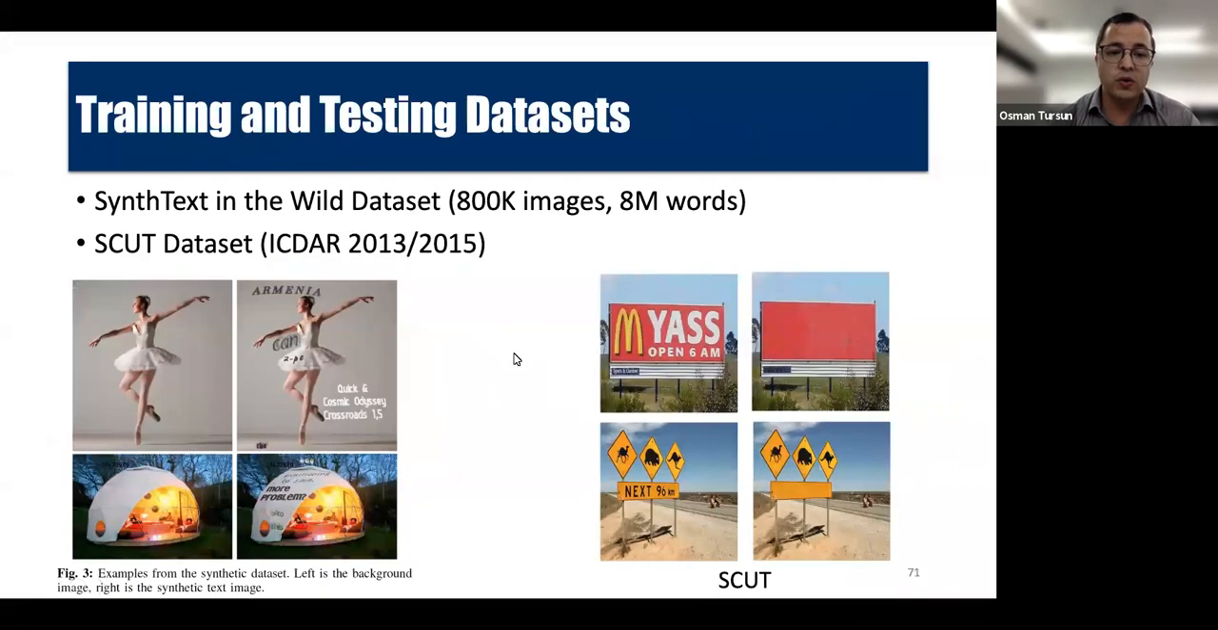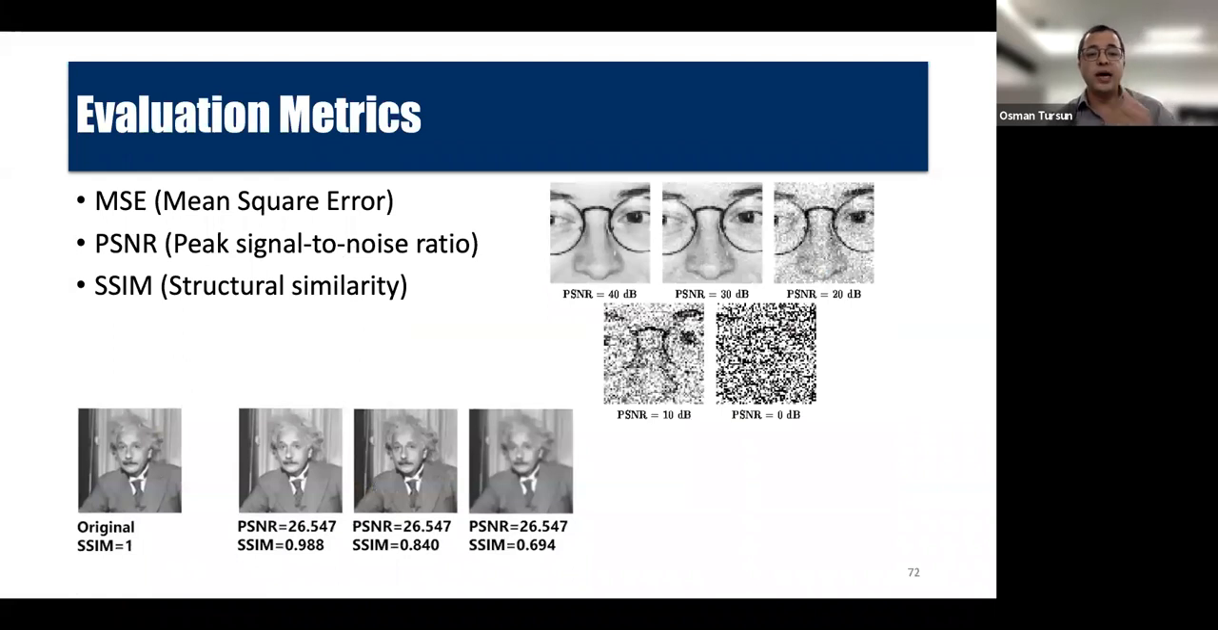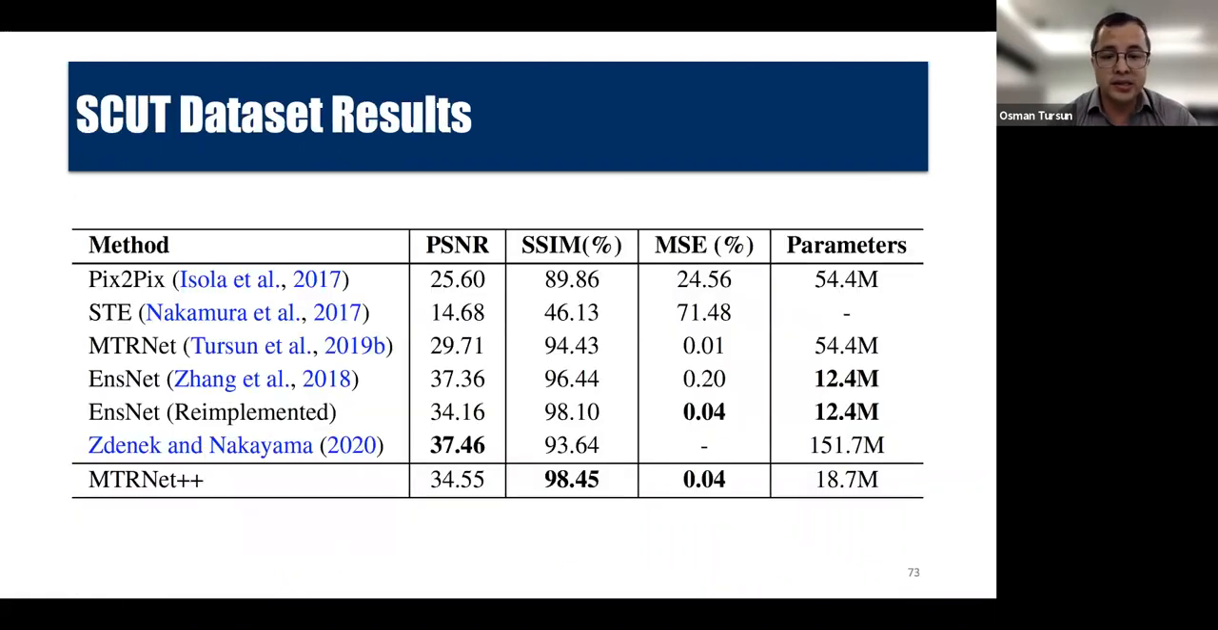And so we trained our methods on the largest synthetic text localization data sets, and also real text removal data set, SCUT data sets. And to evaluate our inpainting results, we use some evaluation metrics used for evaluating image quality, such as MSE, PSNR, and SSIM. And we get the state-of-the-art results on the SCUT dataset with fewer parameters.